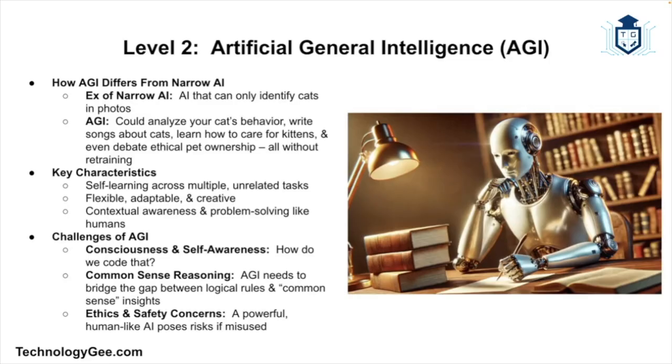So here are some of the key characteristics of AGI. The first one is it has human-like cognitive abilities. It can self-learn across multiple tasks. It has flexible problem-solving skills, and it also has contextual understanding.